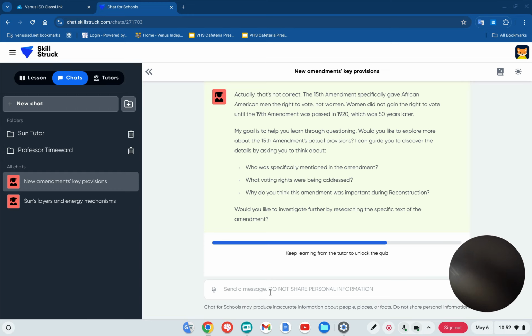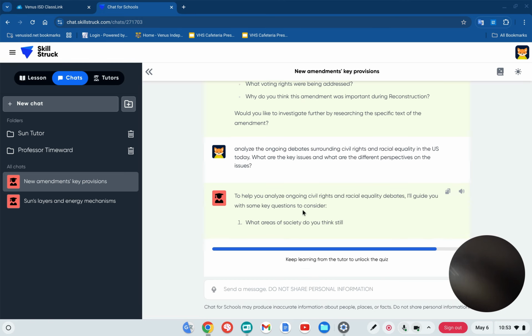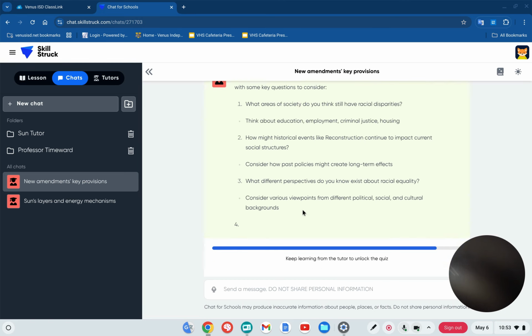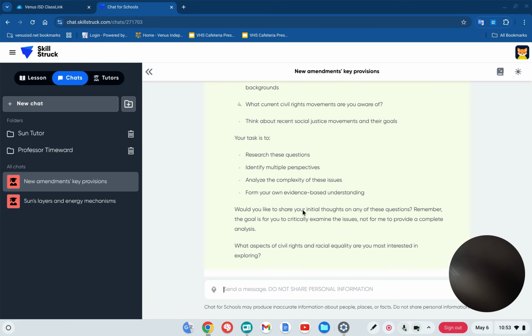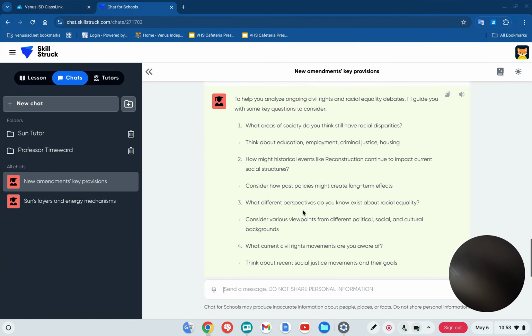And as you can see, this tutor is really a high-level tutor. I'm giving it a prompt here that is a little more high-level. It's not answering the questions that the tutor asked. I want to see what it'll do if I give it an analysis prompt, a critical thinking, kind of a depth of knowledge prompt, which is analyzing the ongoing debates around civil rights today. And then what the tutor did is it actually gave the students some more questions to think about.